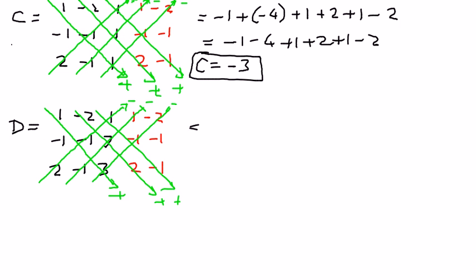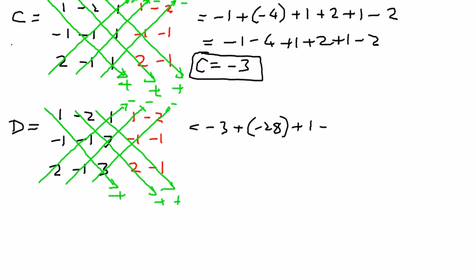1 times negative 1 times 3 is going to be equal to negative 3. Then plus 2 times 7 times 2. 2 times 2 is 4. 4 times 7 is 28 with a negative sign. Then plus 1 times negative 1 times negative 1. Negative 1 times negative 1 is positive 1, so therefore 1.